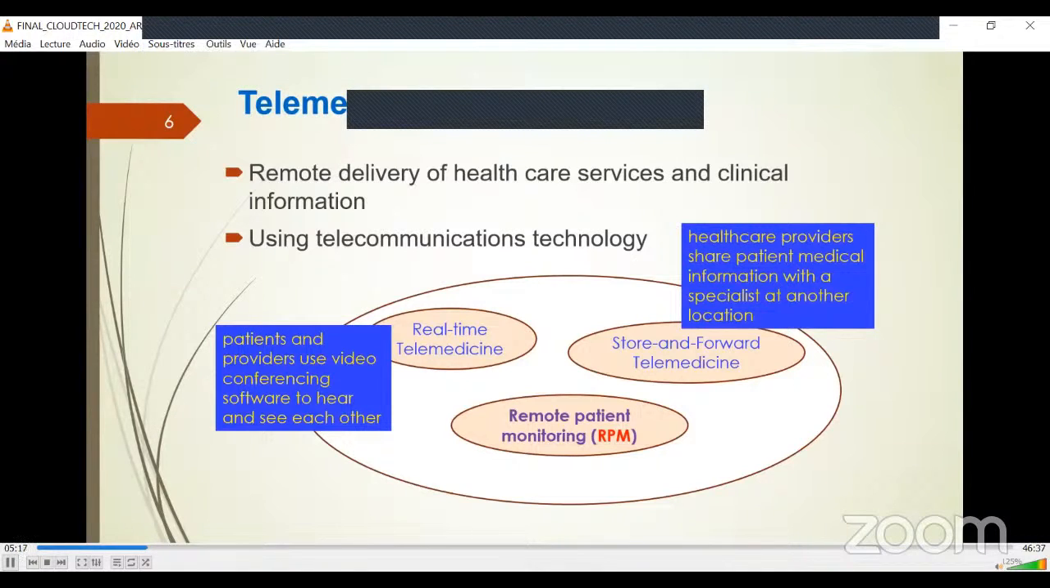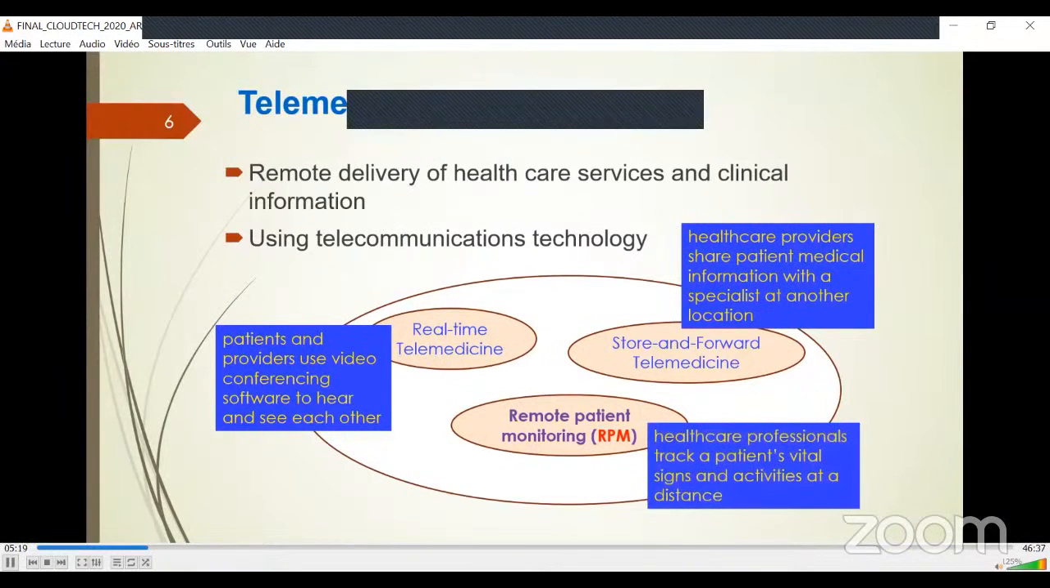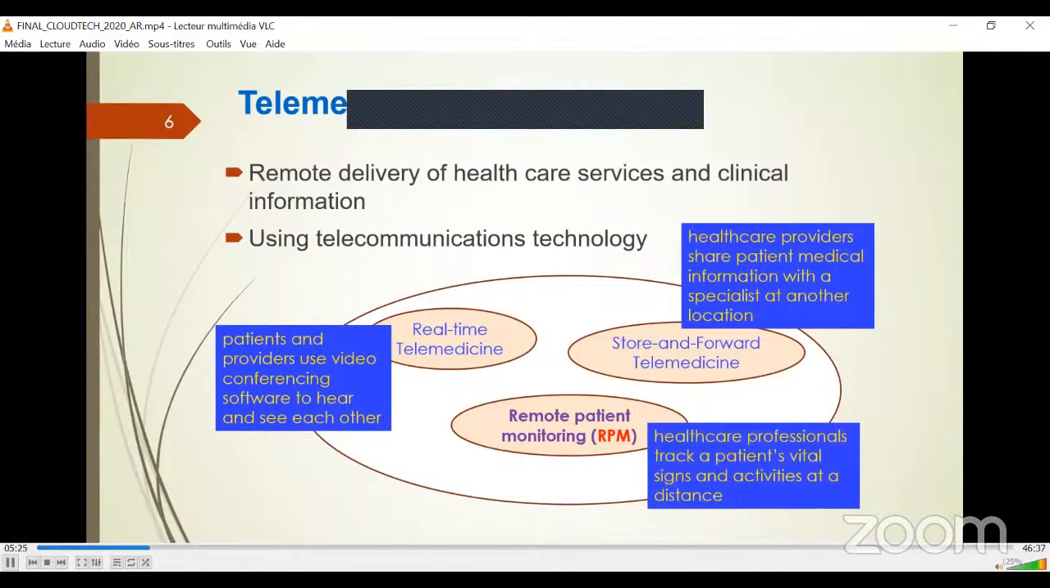And then we also have the third type of telemedicine, remote patient monitoring. And this is essentially where healthcare professionals are able to track a patient's vital signs, like blood pressure or heartbeat rate and so on and so forth. So track this and also activities from a distance, right?